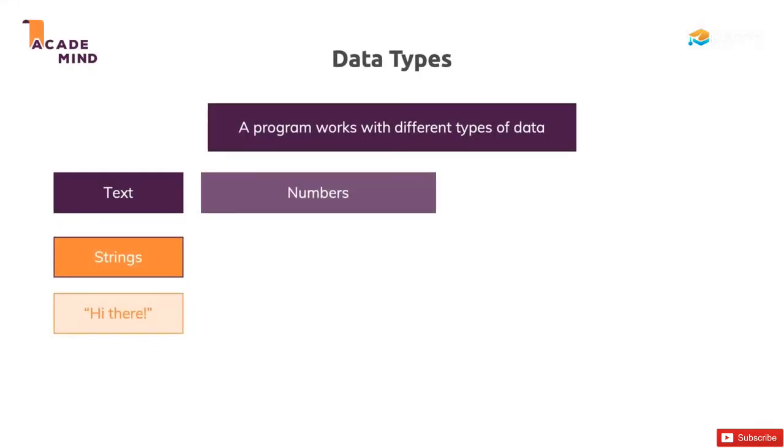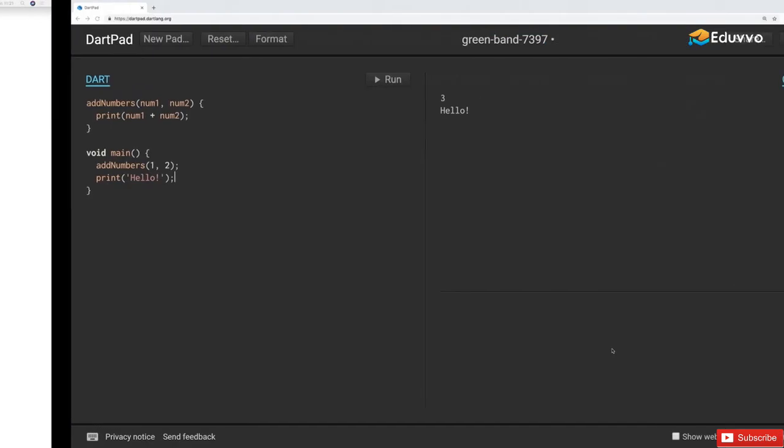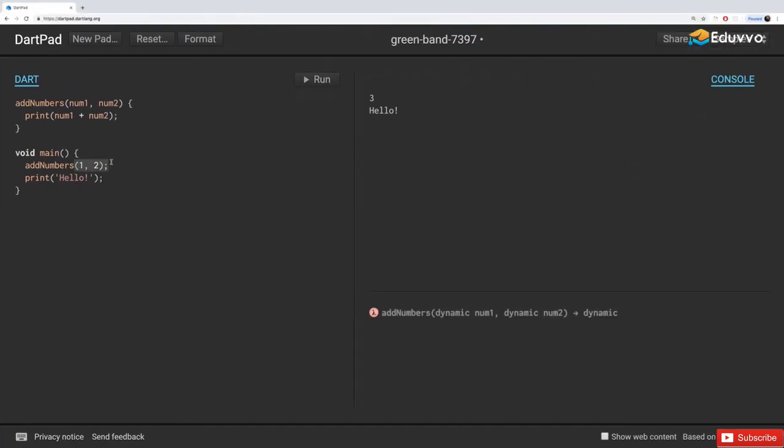Besides the text, for our numbers, we have so-called integers and we have floats or doubles. Integers are numbers without any decimal places, like 29 or 43 or -10. Floats or doubles are numbers with decimal places, like 29.99 or -10.56, something like that. So here, these two numbers would actually be integers.